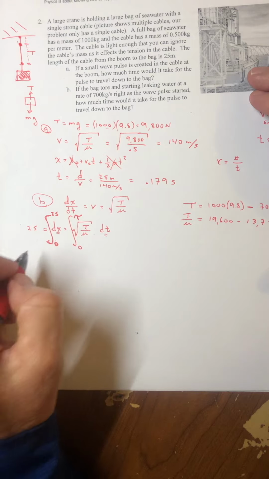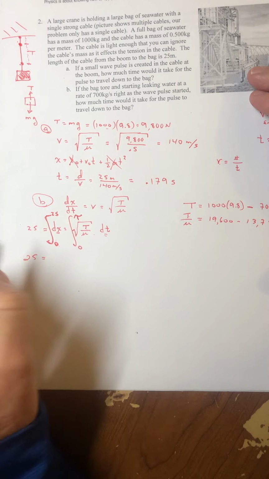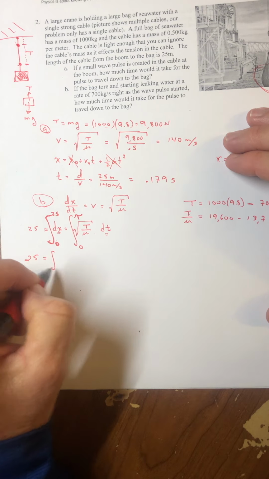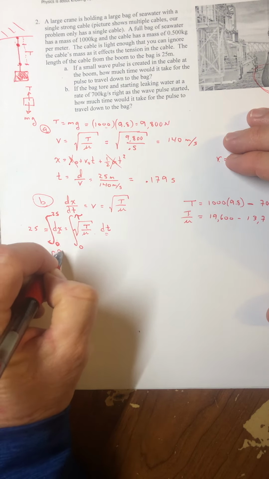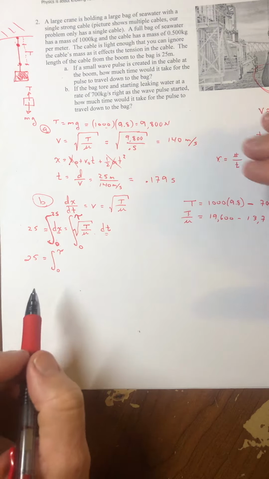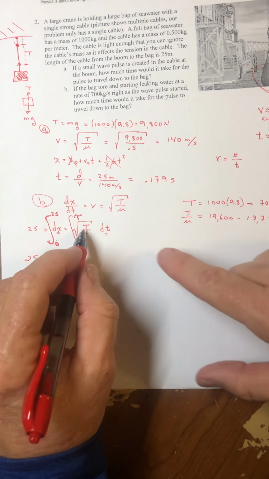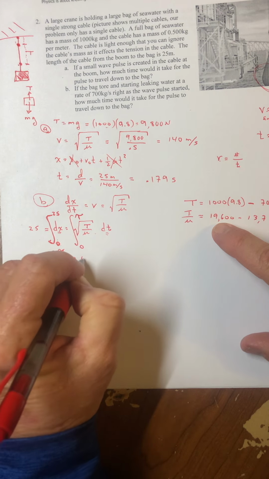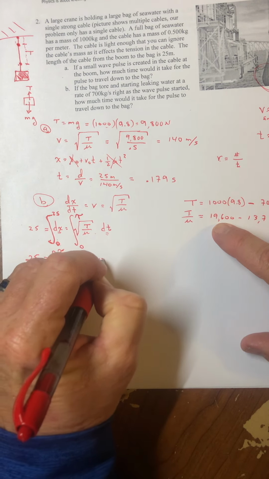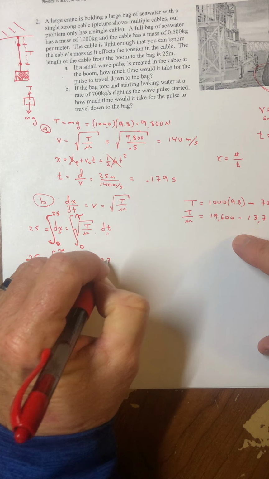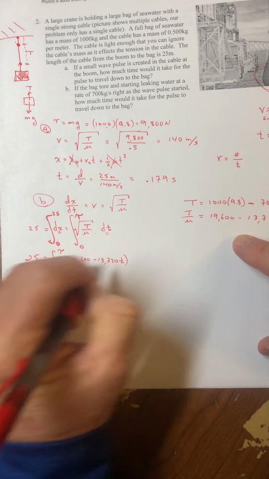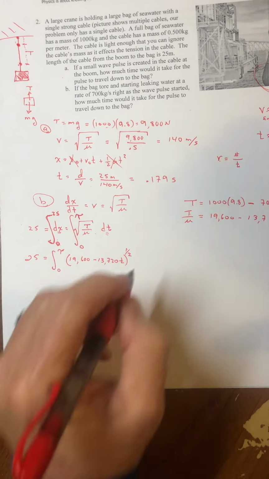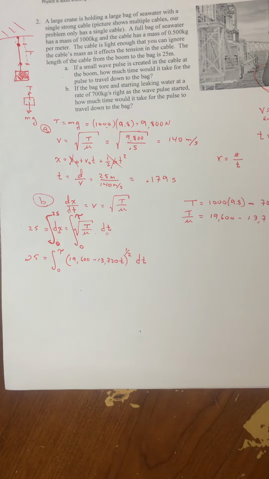So this, I guess, would look like this. So we got 25 on the left-hand side of this equation. And on the right-hand side, I have an integral from 0 to total time, which I'll represent with the Greek letter tau. And then I've got this function T over mu, which is this 19,600 minus 13,720 t. And I think I'll represent the square root as being raised to a power of 1/2.